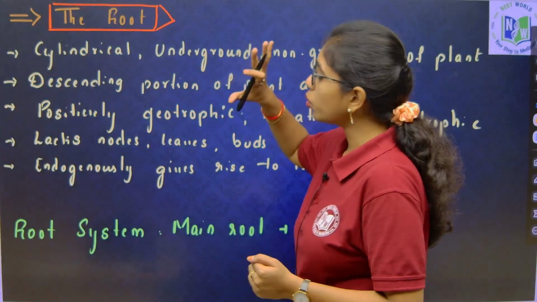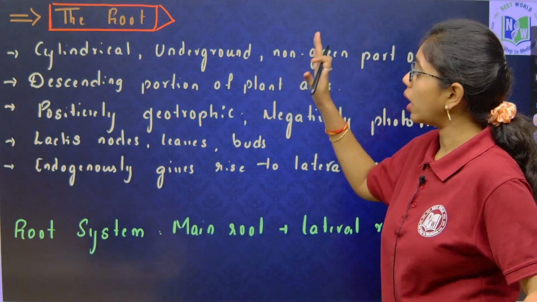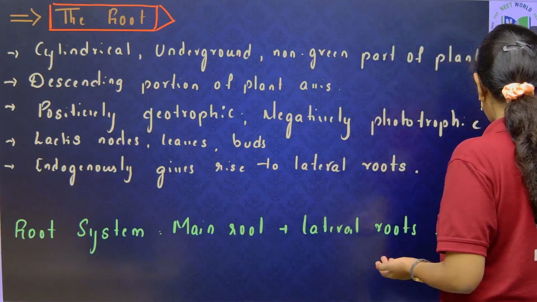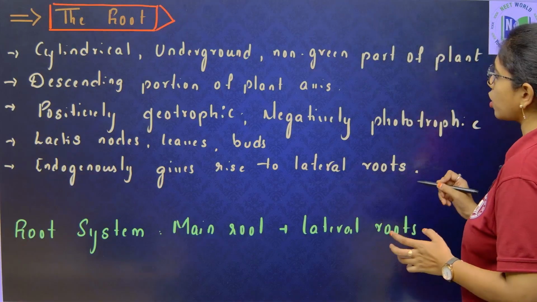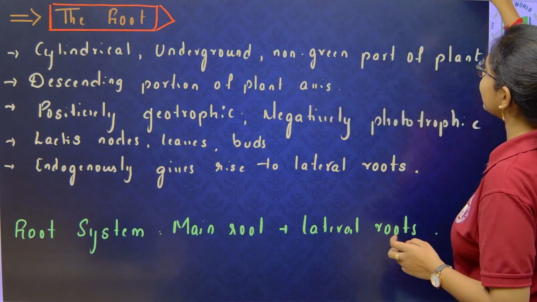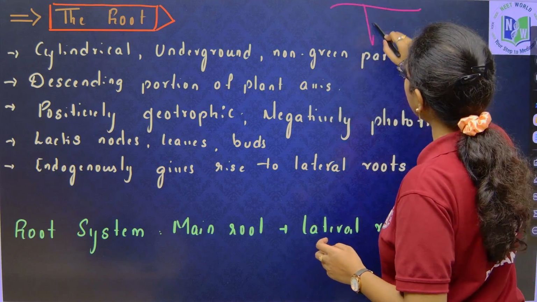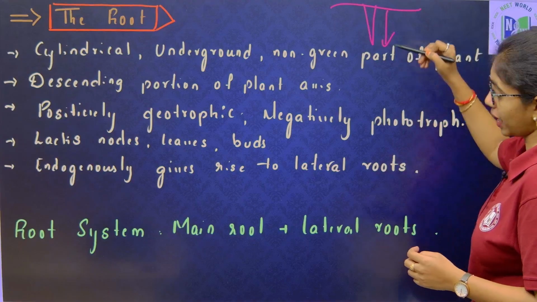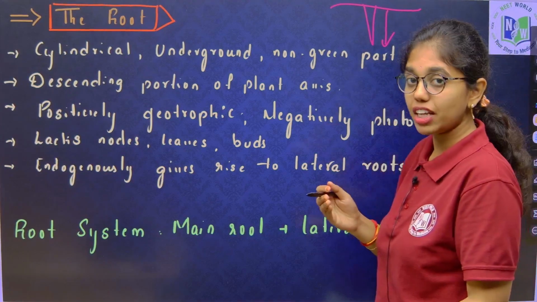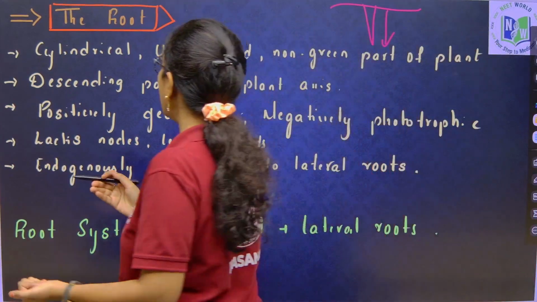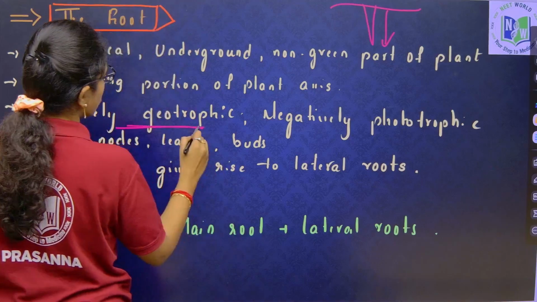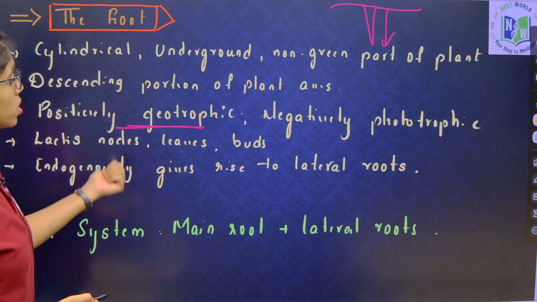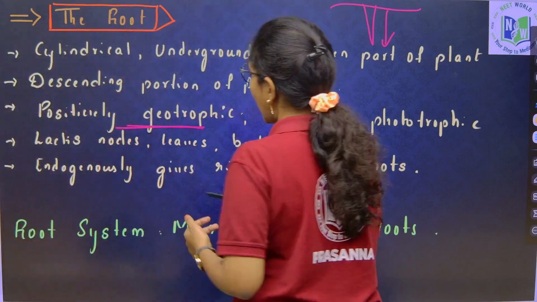First, if we have to look into the description of root, root is nothing but the cylindrical structure which is underground, non-green part of the plant. So this is the descending portion of the plant axis, which is positively geotropic and negatively phototropic. This lacks nodes, leaves and buds.